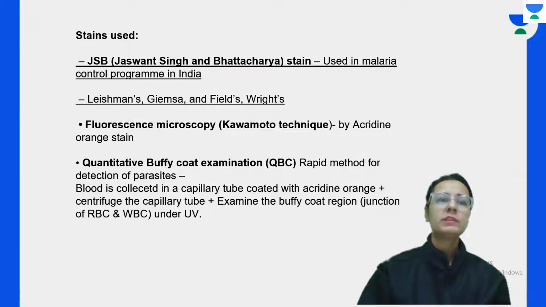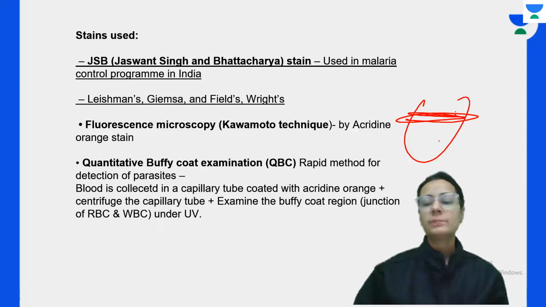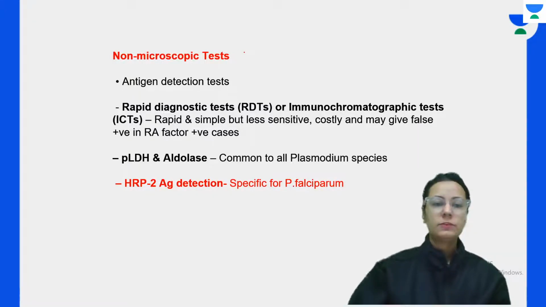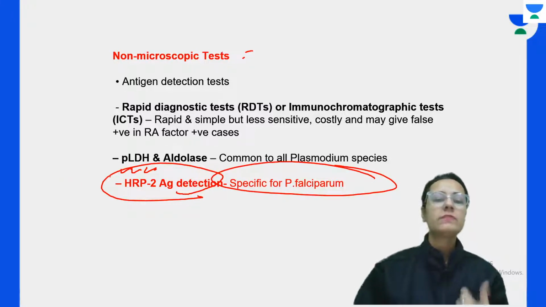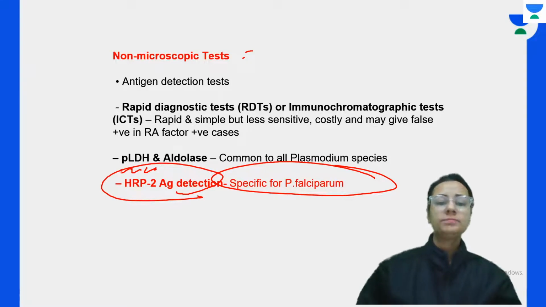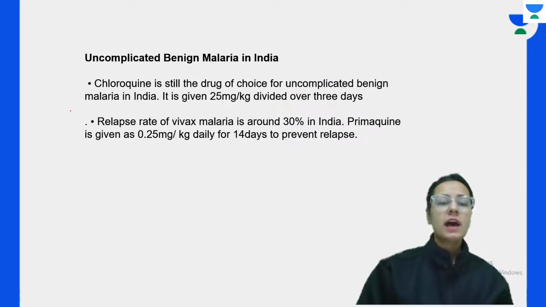Next is the Kawamoto method, which is a fluorescent based method. We use the acridine orange dye, and we prepare the QBC by centrifugation, and at the junction of the RBCs and the WBCs, we check for the parasites under fluorescence. Then we have the RDTs and ICTs, in which we check for the antigens, that is the LDH and aldolase, and the HRP2 antigen, the histidine rich protein antigen detection, which is specific for Plasmodium falciparum, and it is also known as the ParaSight F test. Then we have antibody detection tests, which are mainly for epidemiological purposes, and the molecular methods.